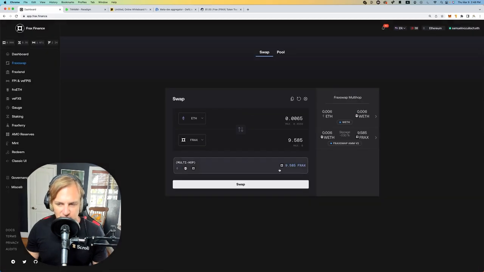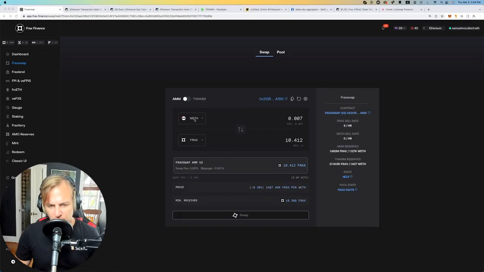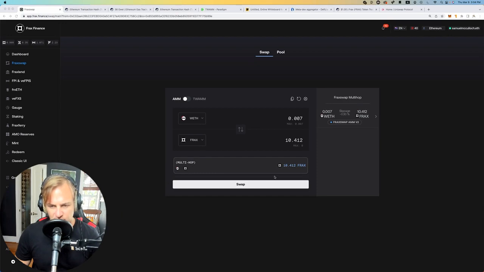But you really don't have to change that. You can keep it at 0.1 or 0.2 or 0.3, depending on the trade that you're making. It's up to you. So I'm going to use my WETH to buy some Frax. And there's a little bug in here right now, which is changing the UI, but I believe it's fixed itself.